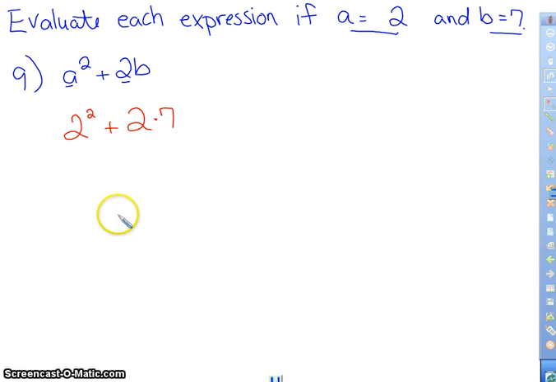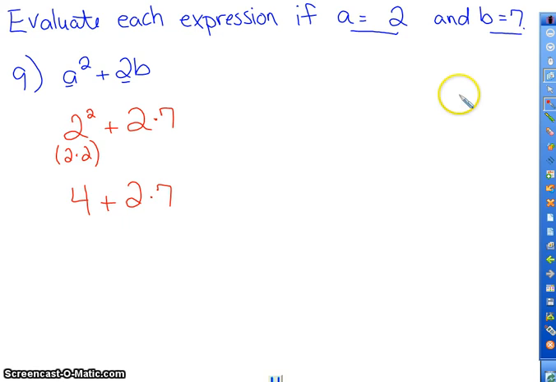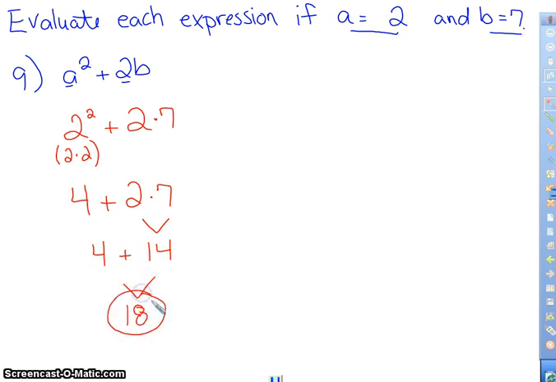Once again, we're continuing to use an order of operations. So I'm going to use my exponent first because I have exponent, addition, and multiplication. We have to make sure we take care of that exponent first. So 2 squared once again means 2 times 2, which is 4. So I have 4 plus 2 times 7. Now I have addition and multiplication. Multiplication is going to come first according to order of operations. 2 times 7 is 14. Okay, and my last step is to add. 4 plus 14 is 18, and that's my solution.